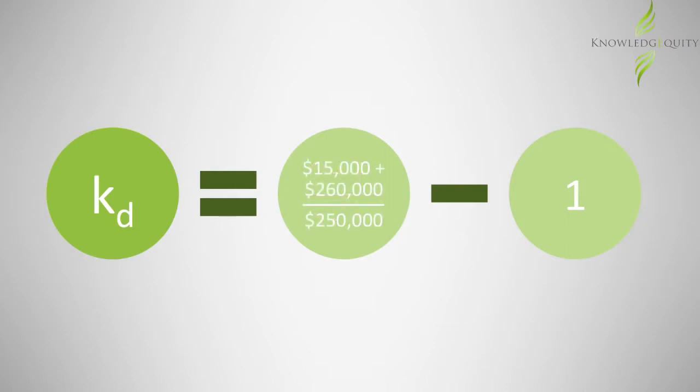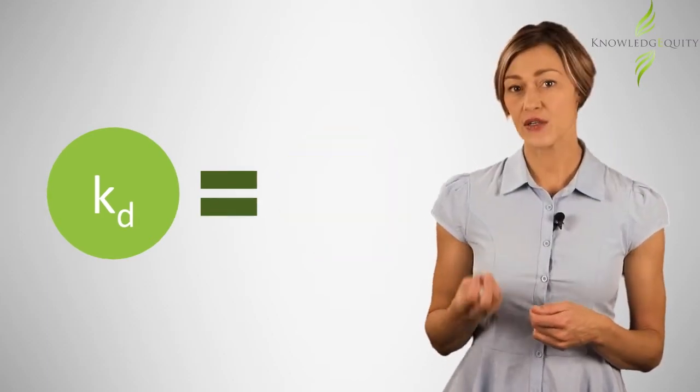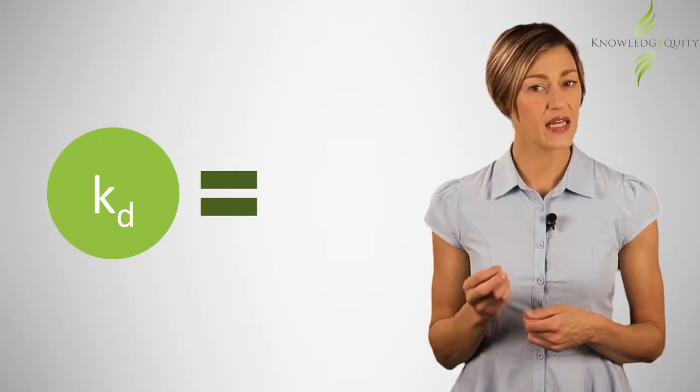So, for a 1-year bond with a coupon of $15,000, face value of $260,000, and market price of $250,000, we can calculate the yield to maturity. In this case, the yield to maturity, or cost of debt, is 10%. The cost of debt is typically provided on a before-tax basis.